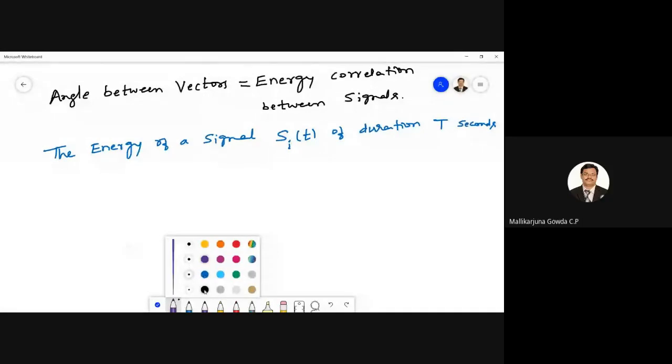Tell me, the definition of the energy of a signal. If I have a signal called s_i(t) which exists for an interval of T seconds, how do we find the energy of that signal? Sir, x of n the whole square.